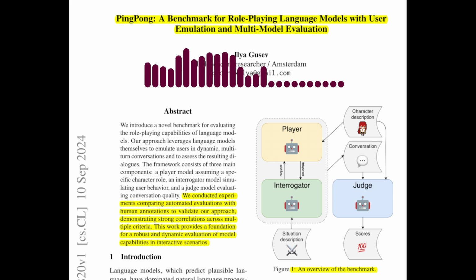Can you explain how the paper validates the effectiveness of this approach? The paper conducts experiments comparing automated evaluations with human annotations. They find strong correlations between the two, demonstrating the validity of the proposed benchmark.